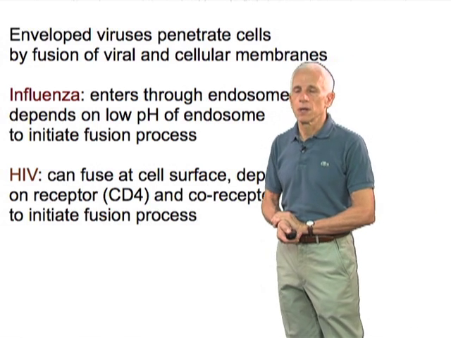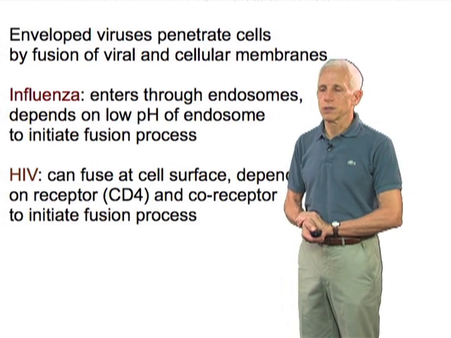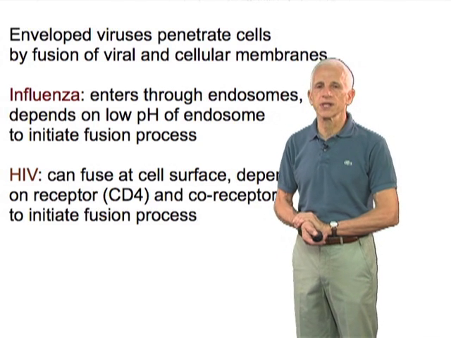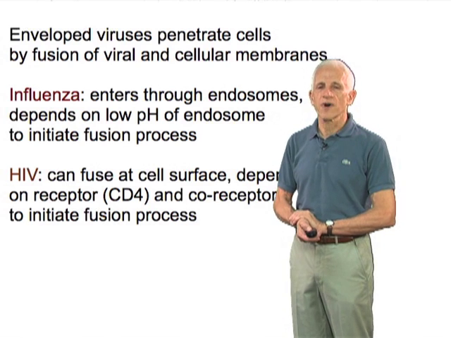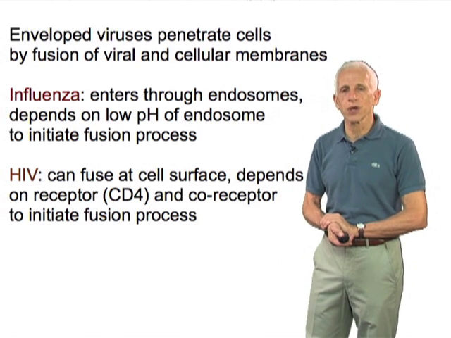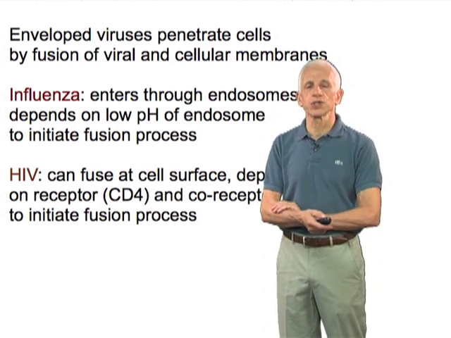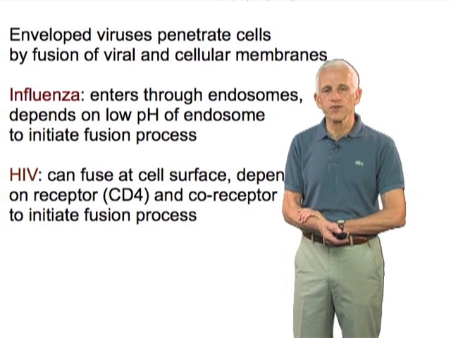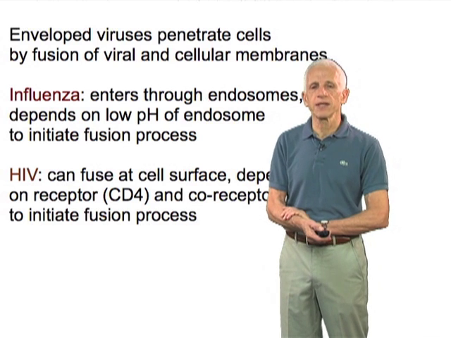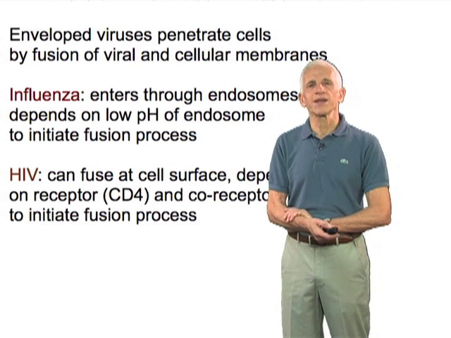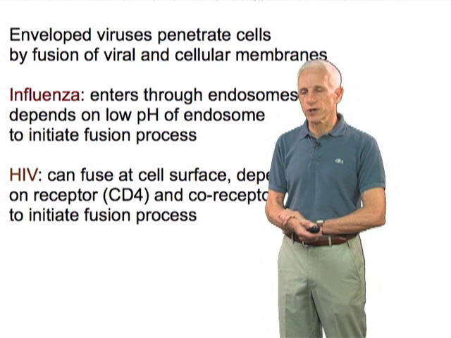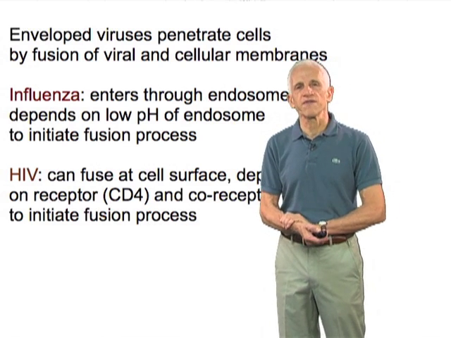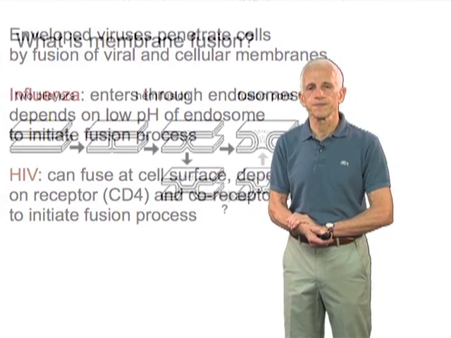Different viruses have different triggers or sensors, if you wish, to initiate the fusion process. Influenza virus, which enters through endosomes, depends on the low pH of the endosome to initiate fusion. Viruses such as HIV can fuse at the cell surface, and they depend on sensing the receptor, which triggers conformational changes of its own, and in the case of HIV, a co-receptor as well.